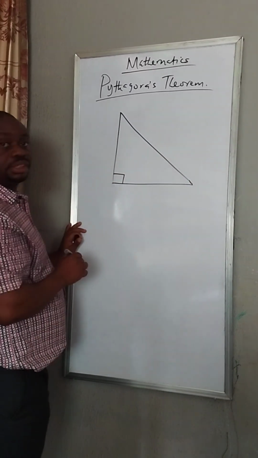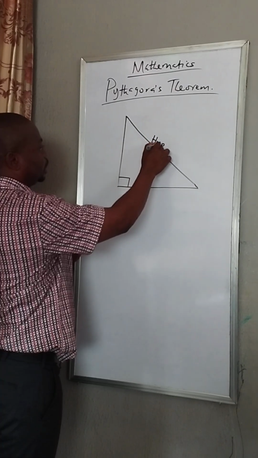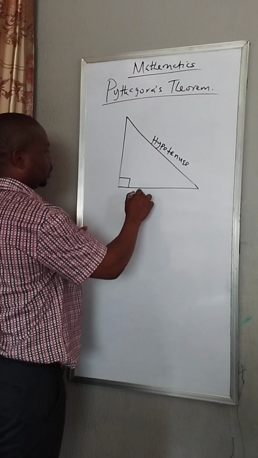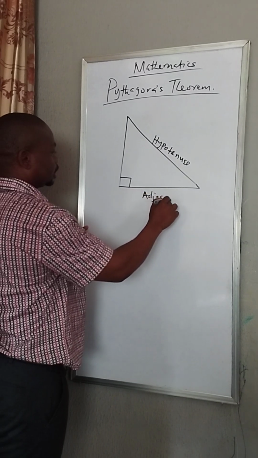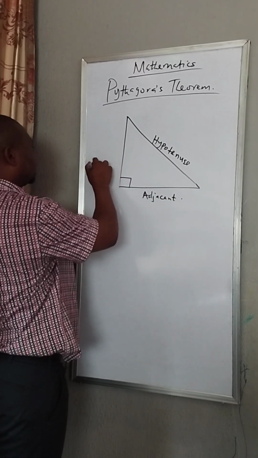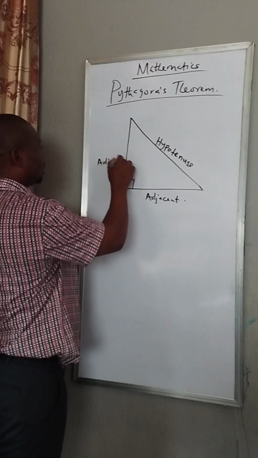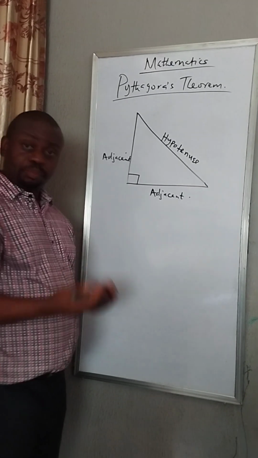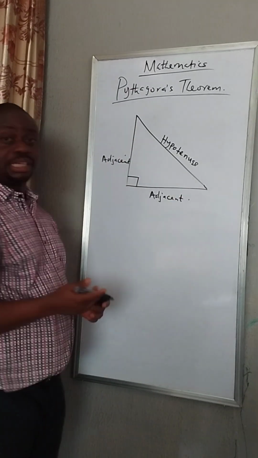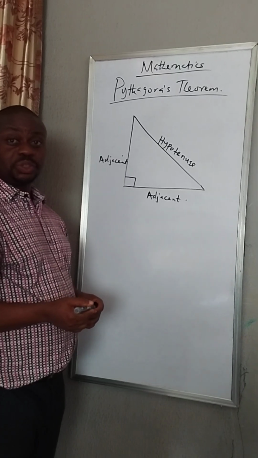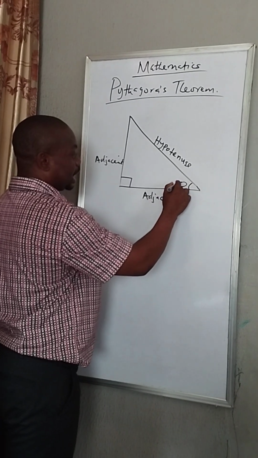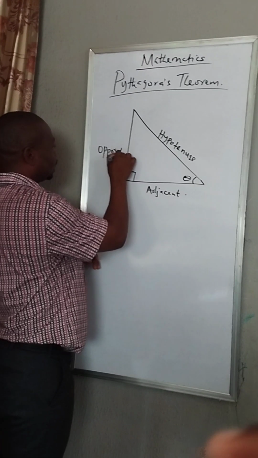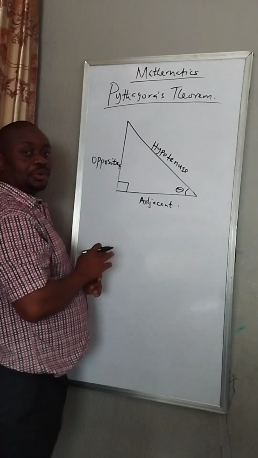And this is 90 degrees. This side is called the hypotenuse. And this side is called the what? Adjacent. This is also an adjacent side. So one of these adjacent sides can be called an opposite side, depending on if there is an angle placed inside this right angle triangle. If we place an angle here, this side is called the opposite side. That is the side facing this angle.